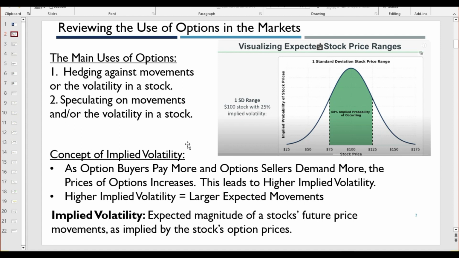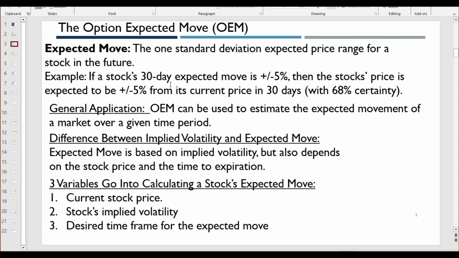A good definition that I found is the expected magnitude of a stock's future price movements as implied by the stock's option prices. So we're forecasting, or giving an idea of, what we think the expected move is, using usual Gaussian bell curves of one standard deviation, for example, to see what the stock's future price movements are implied by the stock's option prices. That's pretty much what the implied volatility is.